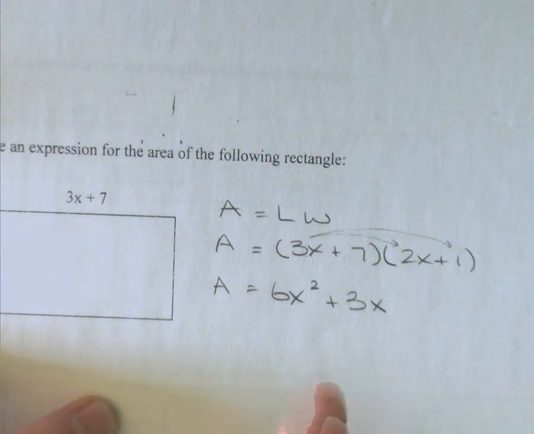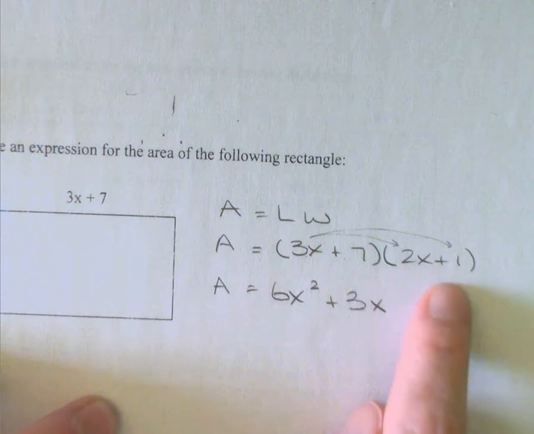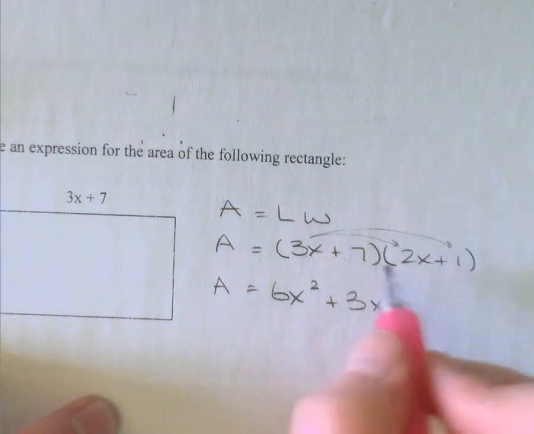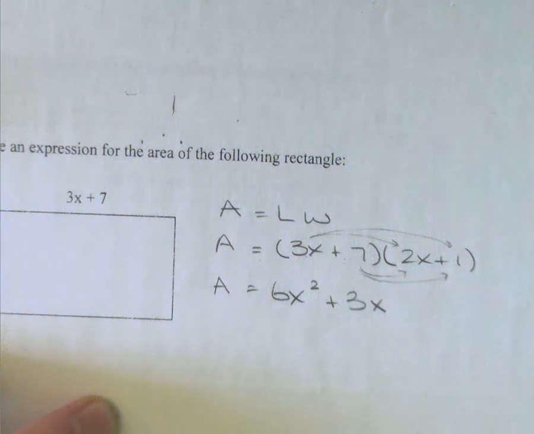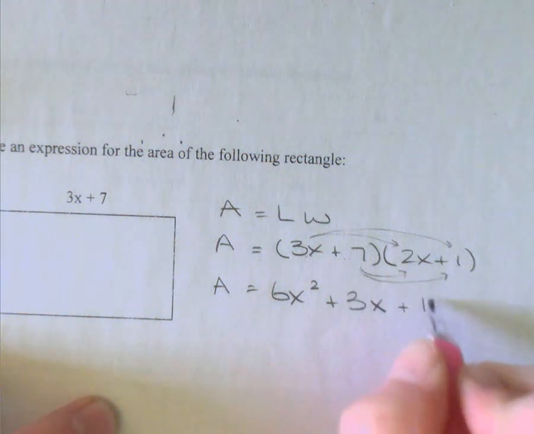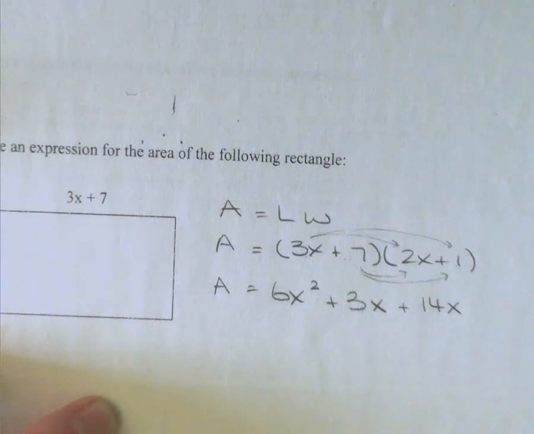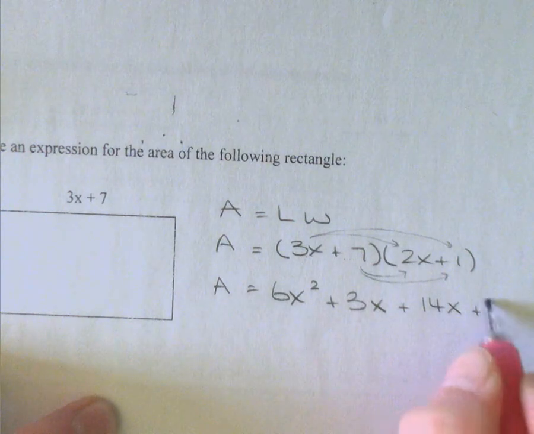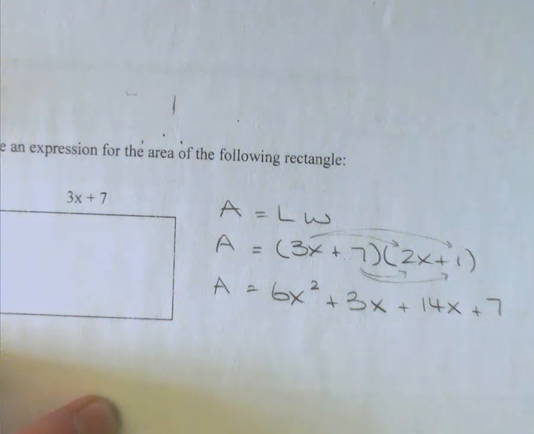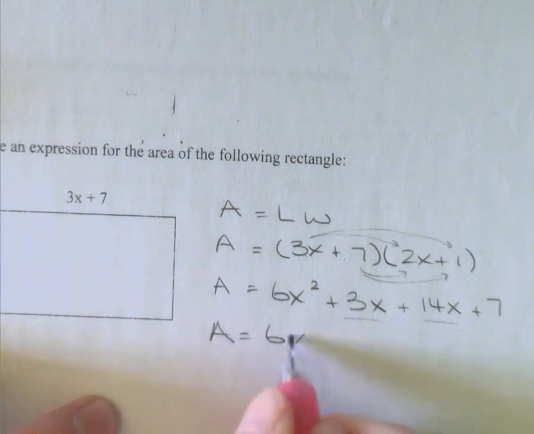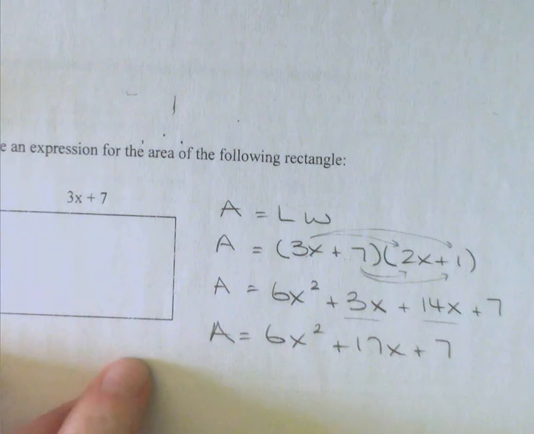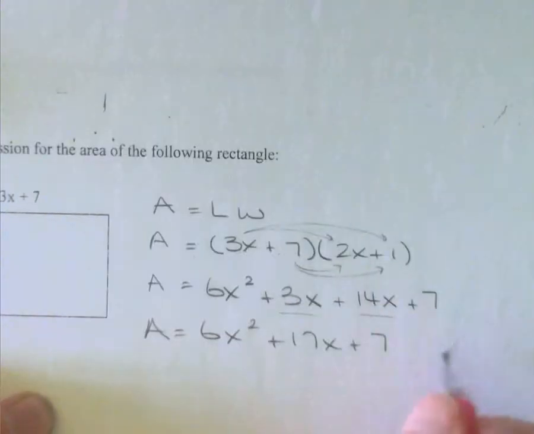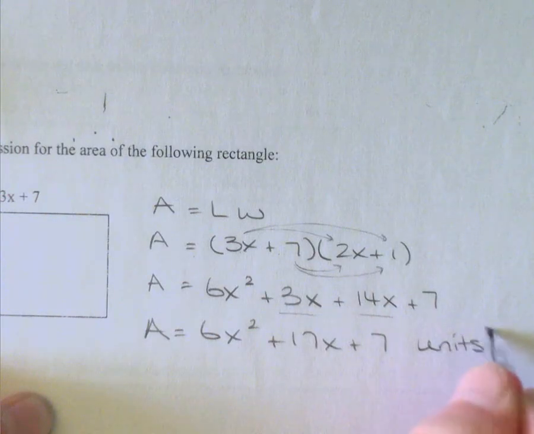But because I need to multiply everything in the first bracket by everything in the second bracket, I need to go back and do it with 7. So I'm going to do 7 times 2x and 7 times 1. 7 times 2x is 14x, and 7 times 1 is 7. And now I can add my like terms. So I have 6x squared plus 17x plus 7. I was looking for the area, so we say units squared on the end.